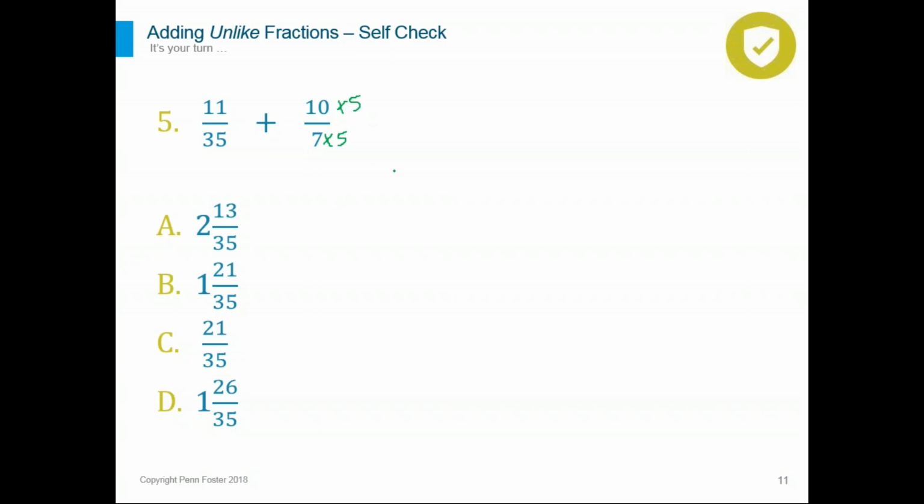Rewrite the problem, the first fraction as is. The second fraction, 10 times 5 is 50. And then 7 times 5 is 35. This is what we need. This is our goal. The denominators are the same. Add the numerators. 11 and 50 would give you 61 over 35. Again, not a proper fraction. It's an improper fraction. This is not the simplest form.